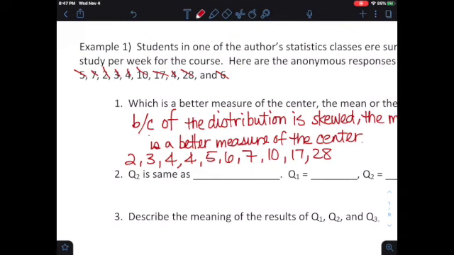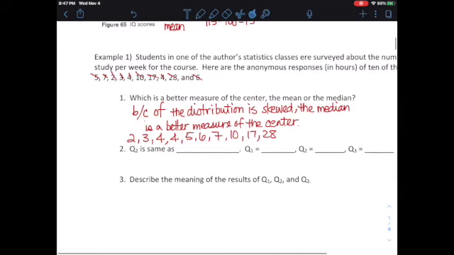So because you put them in order, you can do it by hand, or you can do your Q1, Q2, Q3 by calculator. It's up to you. Okay? And then we're also going to be using that a little bit later. So it's very important you know how to put them in order, just from the smallest to the biggest.